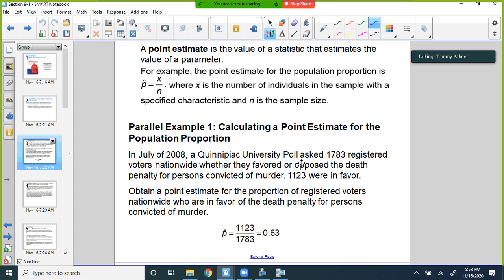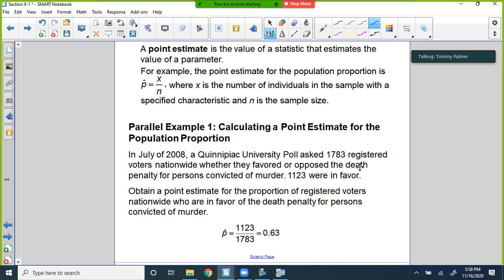The Quinnipiac University poll asked 1,783 registered voters nationwide whether they favored or opposed the death penalty for persons convicted of murder. 1,123 were in favor. So if we were to look at the P hat of that, the point estimate, it would be 1,123 over 1,783. It'd be a proportion, right?